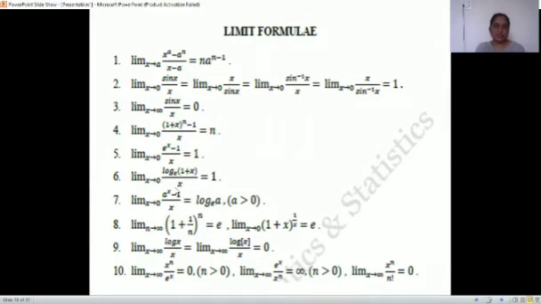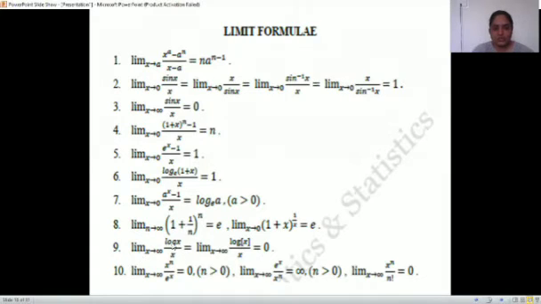Next is limit x tends to 0, (a raised to x minus 1) upon x is log a to the base e. Next is limit n tends to infinity, (1 plus 1 by n) bracket raised to n is equal to e. If we take limit n tends to infinity with 1 by n in the bracket raised to n, then it is e, and if we change the roles, here it is n and here it is 1 by n, then it will also be e.